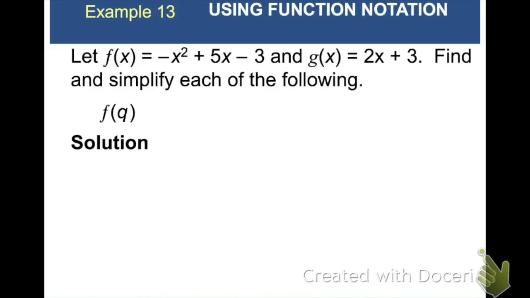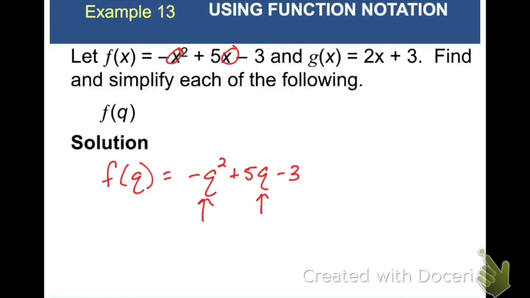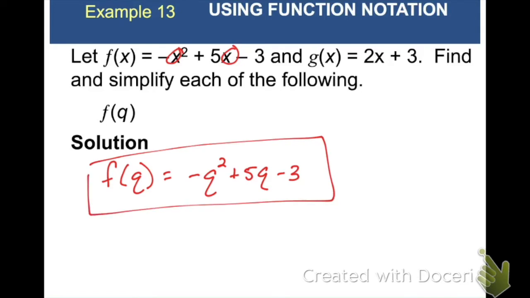Sometimes they'll get a little trickier and ask you to plug in letters instead of numbers. So you still have two functions, f of x and g of x, but this time they're asking you to find f of q. I'm still going to use f of x, because that's what this f means, use the f function, but this time I'm plugging in q for all my x's. So all I'm doing is taking out my x's and putting in q. It's just substitution. I did that right here. You don't do anything to the left-hand side. There's really nothing to do on this one. You're done. That's your answer: negative q squared plus 5q minus 3.